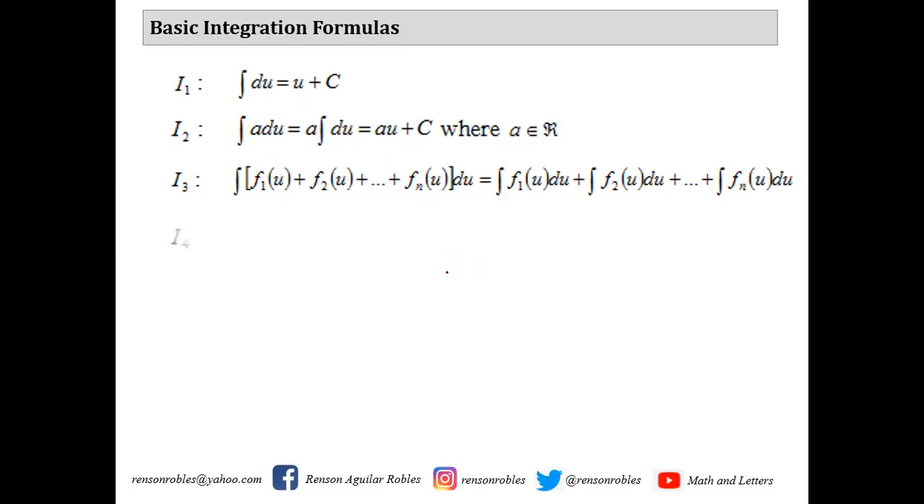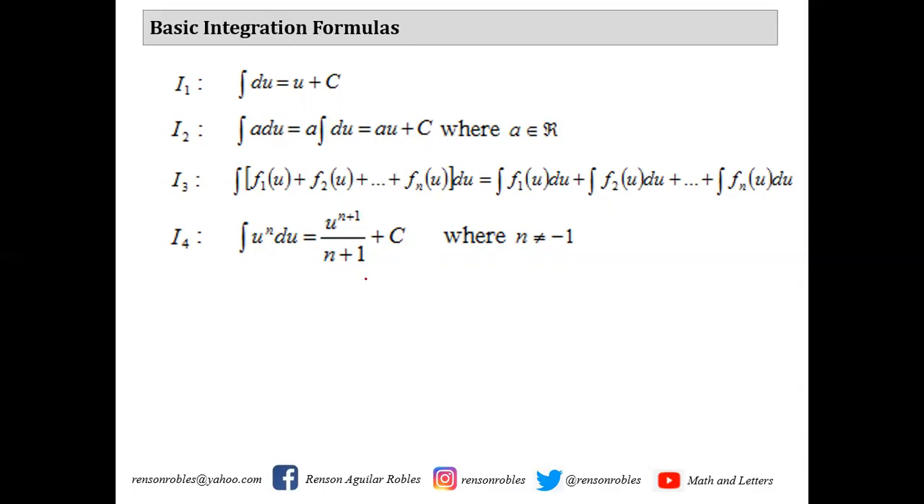The fourth one is the general power formula, which is written of the form integral of u to the n du, which is equal to u to the n plus 1 over n plus 1 plus c, where n is not equal to negative 1. When n is negative 1, we know that the denominator will become 0, and we do not want the denominator to be 0 because it will be undefined.